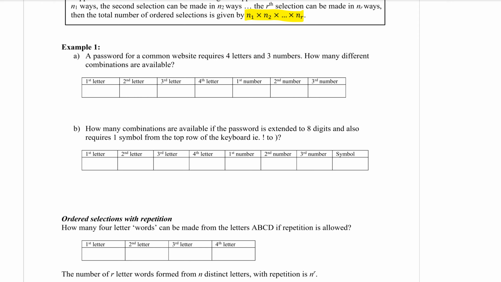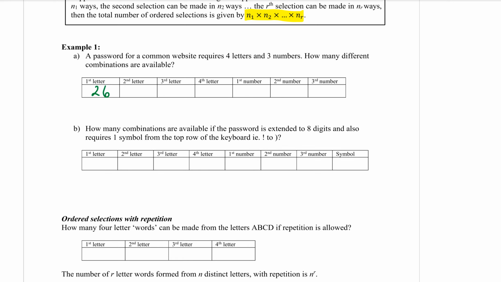It's just to help us as we're learning this to go, first of all, I've got to think about the very first letter. If you were sitting there trying to make up a password, the first thing you have to do is choose the first letter, right? So, how many options do you have to choose one letter? 26, the letters in the alphabet. 26 options for your first letter.